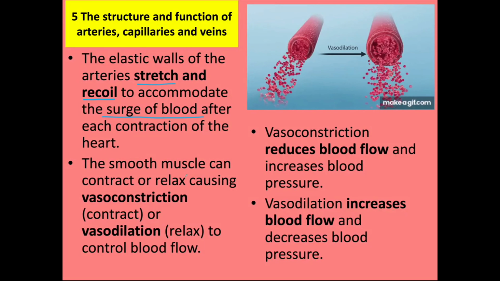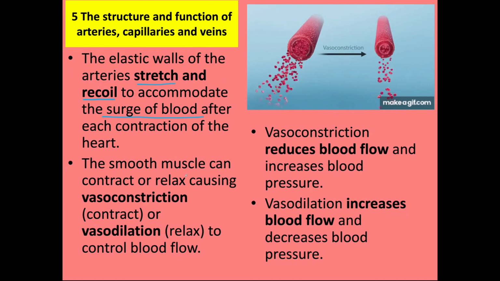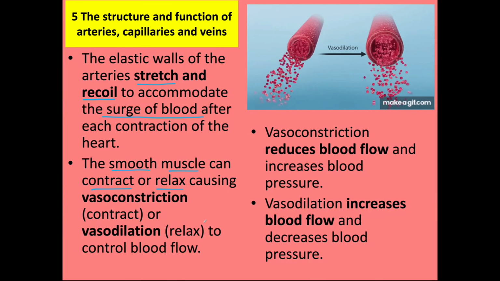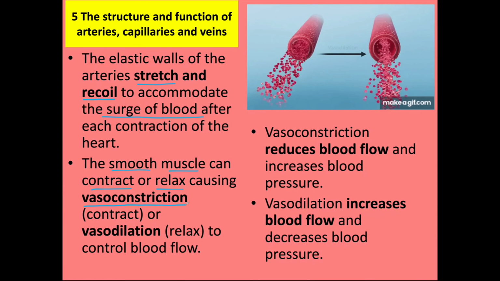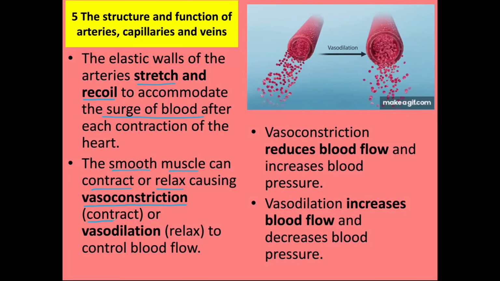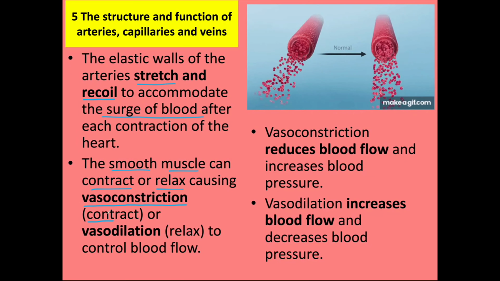Now that smooth muscle that we find in the central layer of the artery can either contract or relax. And we use two terms to describe the contraction or relaxation of the smooth muscle. The first one is vasoconstriction. Constriction, contract. That's the way to remember it. Vasoconstriction, contract. We've also got vasodilation, which means to relax.